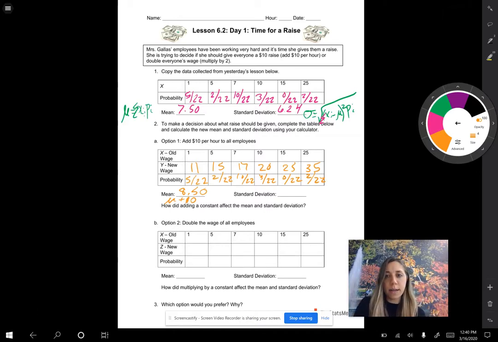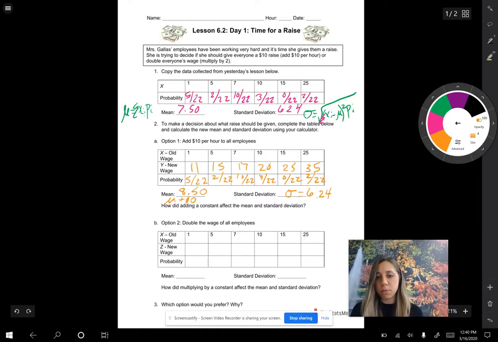If you were to then compute the standard deviation, which would be to take the wage, so 11 minus 850 and square it, and then multiply it by 5 over 22, and do the same thing for each one of those and add them all up and square root it, you would find that you would get the exact same standard deviation from before, which is 624.